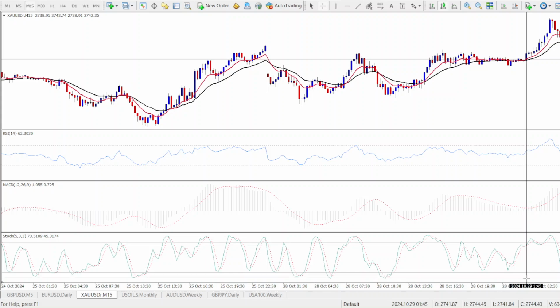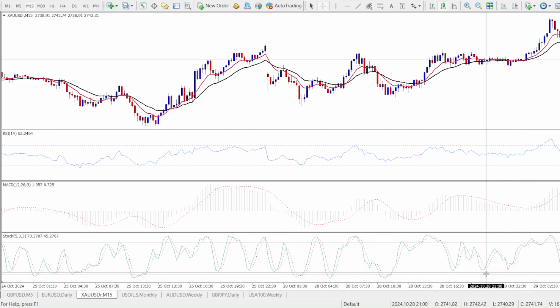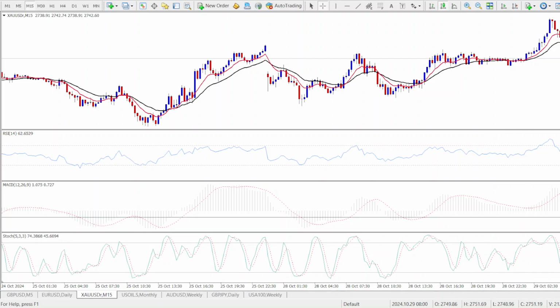When used with other indicators, the stochastic oscillator can help you time your entries and exits by pinpointing when a reversal might be around the corner. Now, many traders find this oscillator particularly useful in choppy or sideways markets.